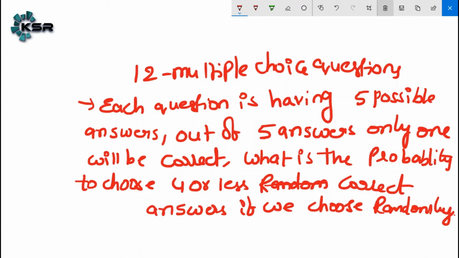We have 12 multiple choice questions. Each question has how many possible answers? 5 possible answers. Out of 5 possible answers, how many will be correct? Only one will be the correct answer. What is the probability of choosing 4 or fewer correct answers randomly? Out of 12 questions, 4 or less than 4 means 3 can be correct, 2 can be correct, 1 can be correct, and 0 is also a possibility, right?